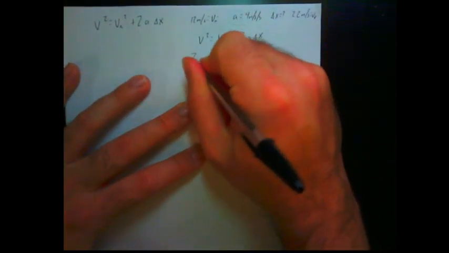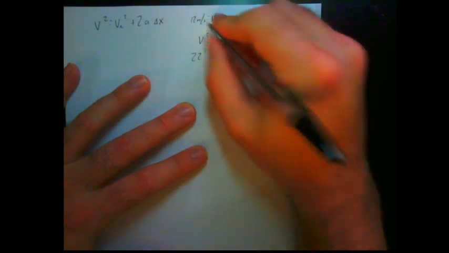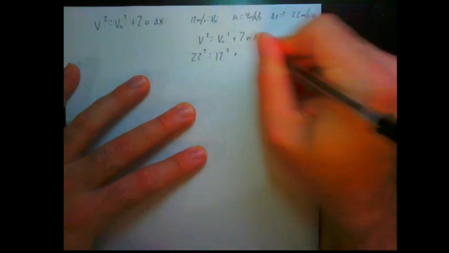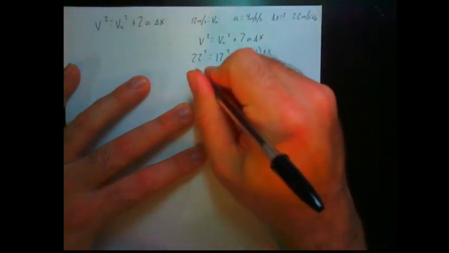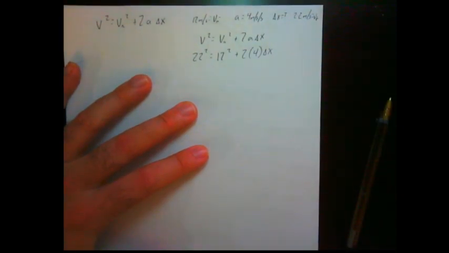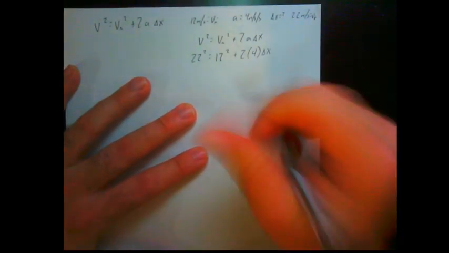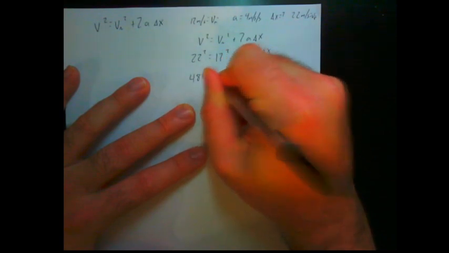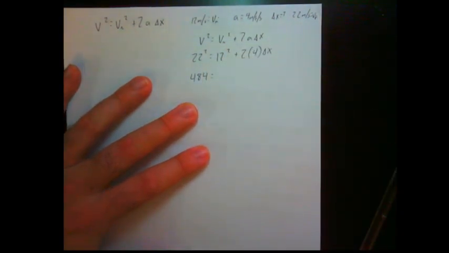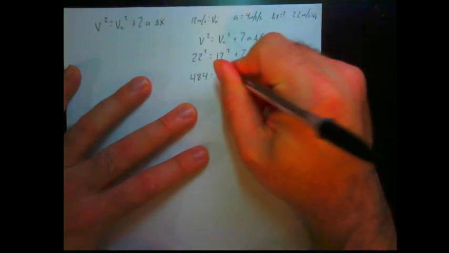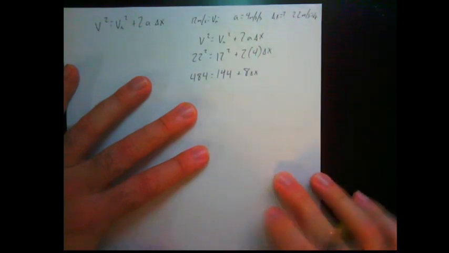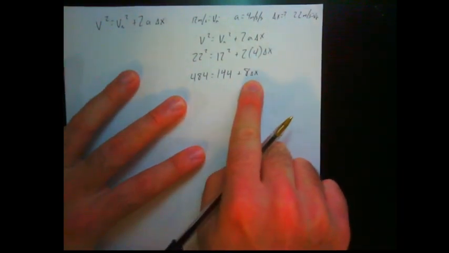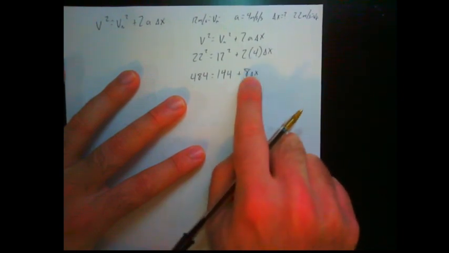So let's plug those in. Final velocity 22 squared equals the initial velocity 12 squared plus 2 times 4 times delta x. Order of operations, we need to do our square first. So 22 squared is 484. And 12 squared is 144 plus 8 delta x. Step 2. We have a variable here, so we need to get this expression alone.